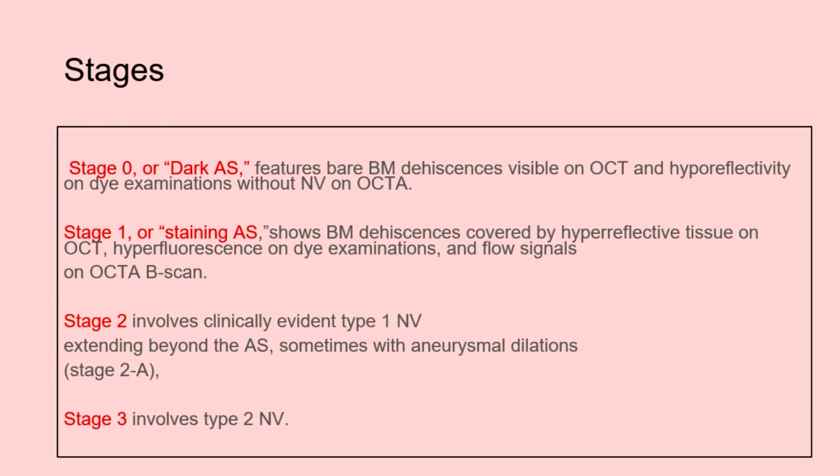There are stages. Stage 0 is dark angioid streak. There is only bare dehiscence of Bruch's membrane, but in the OCT and FFA there will be hyporeflectivity. In stage 1 there will be a staining of angioid streaks, with a break in the Bruch's membrane, and hyperreflectivity will be seen on the OCT and in the FFA. And stage 2 is type 1 CNVM, and stage 3 is type 2 CNVM.